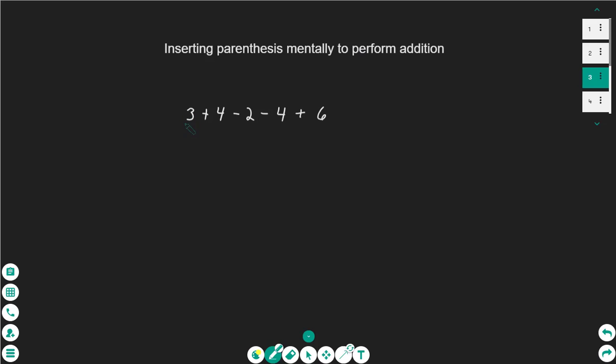So this 3 is a positive 3. We'll put it in parentheses. We're always going to be adding. Add the next number to that, we're going to add the positive 4. Add the next number to that, that's a -2. Add the next number to that, it's a -4. And we add the last number to that, which is a positive 6. And there we go. We have all of our numbers with all of their signs being added together.